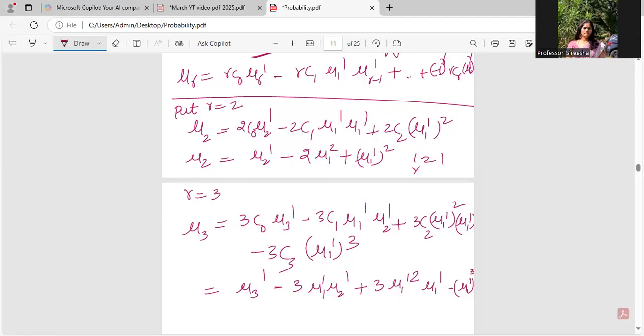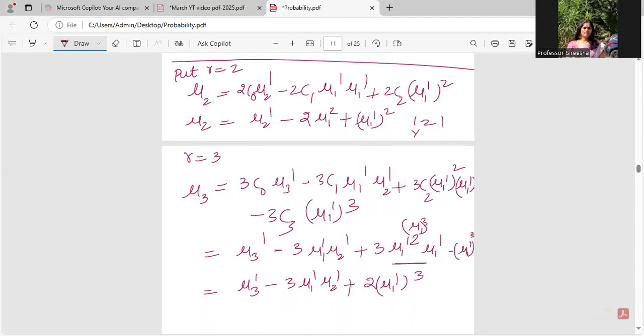Anything common, if it is there, you can just cancel out. So this is mu 1 prime whole square, mu 1 prime power 1, which is mu 1 prime whole cube. Both are same only. Now, this is plus 3, this is minus 1, because of which the 1, 3, 3, 1 coefficient vanishes off and 3 mu1 prime, mu2 prime plus, 3 minus 1 would give me 2 mu1 prime whole cube. This is also mu1 prime whole cube only. Right? Yeah, this is how I will derive.